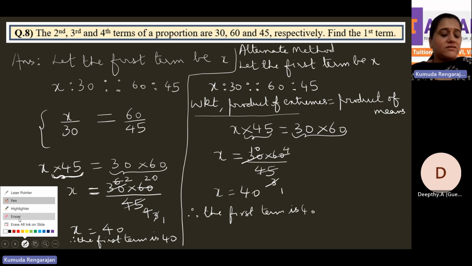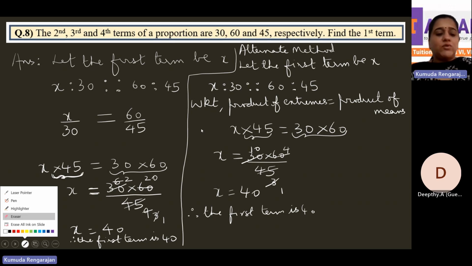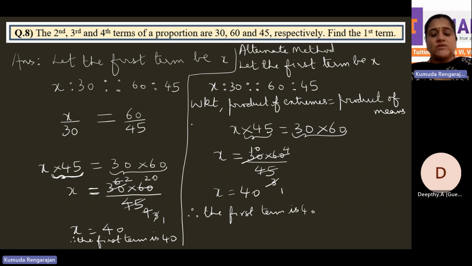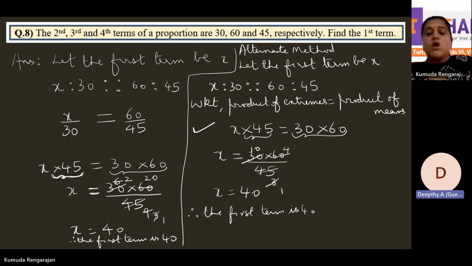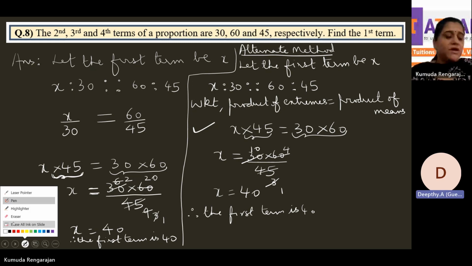Mom, if there's an exam, which method would be most likely to use? Both are correct, but because you're beginners, you can go with either. Maybe if you want a preference, you can use the alternate method, because we are using the rule of proportion. Product of means is equal to product of extremes. Yes, Mom. Write both the methods.